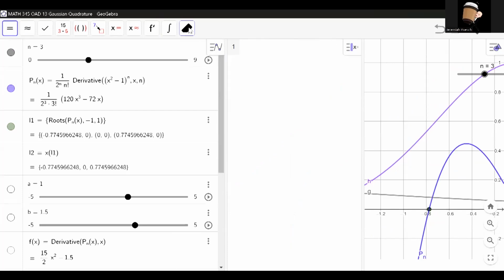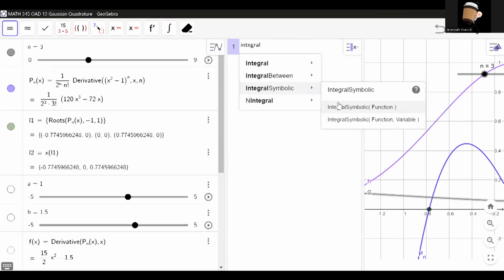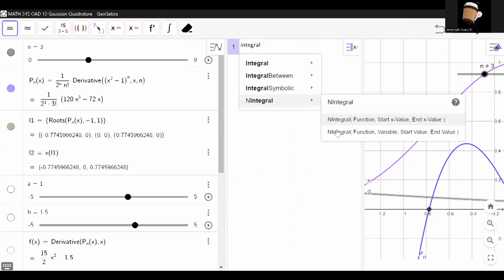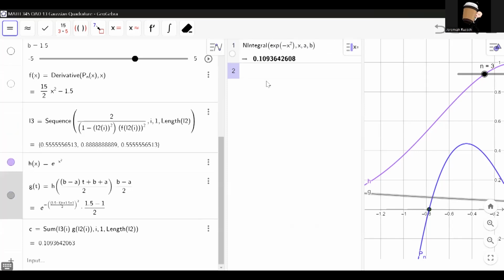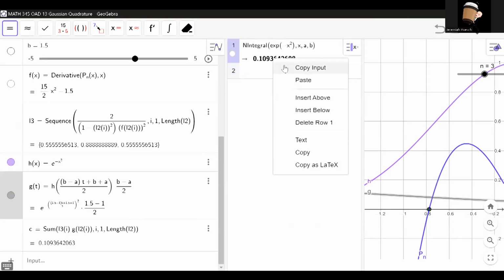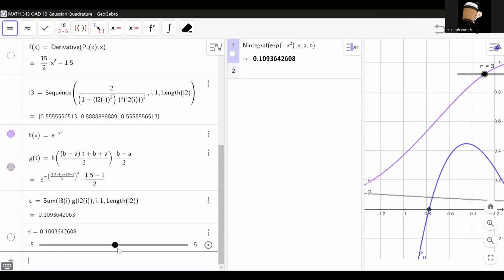Okay, so let's do integral. We're going to do the exponential of negative x squared, and we're going to go from x equals 1 to, actually I could probably do a to b since those are defined. And so you get the exact value. Let me copy that value and plug that in here. Okay, so there's the exact value. So that's going to be d.